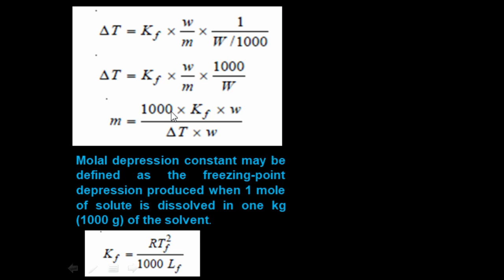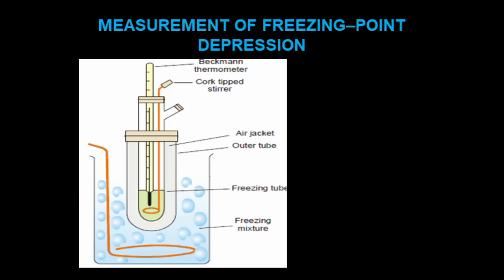From this equation we can find out the molecular weight of the unknown solute, and that is why the colligative property has an important role. In this equation, the only unknown parameter is the delta T. How do you find out the delta T? That is the determination of the depression of freezing point, and this can be done in many ways. One such way is Beckmann's method, and this diagram clearly shows the equipment required for the determination of the freezing point by the Beckmann method.